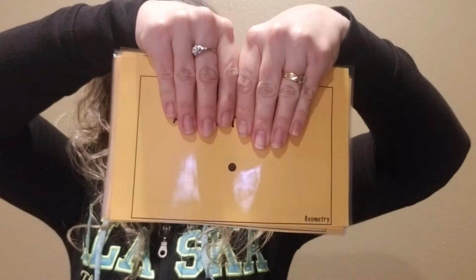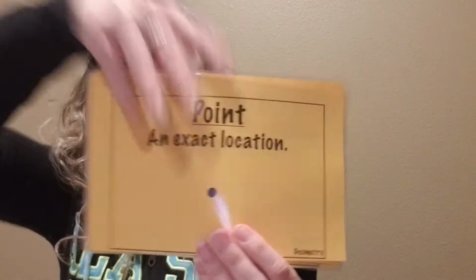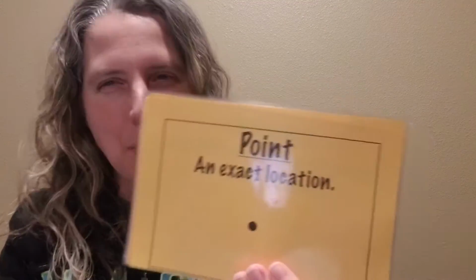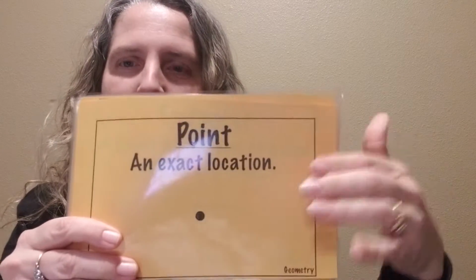We're going to practice with some of your vocabulary. So I'm going to read it and then you say the word before I can show it. An exact location looks like this. You may have said dot, but it's point. A dot, a point. It's about the same thing, but it means an exact location, the spot you make.